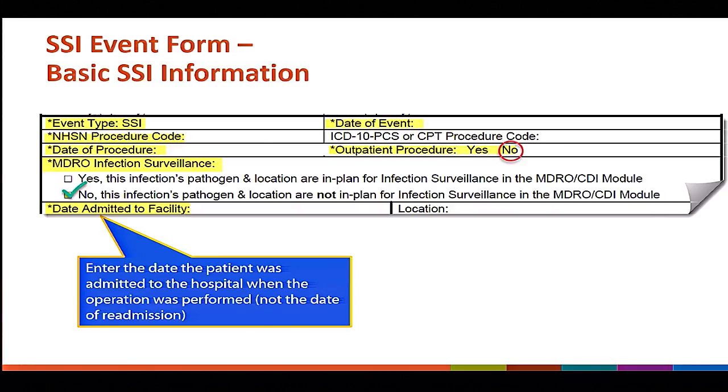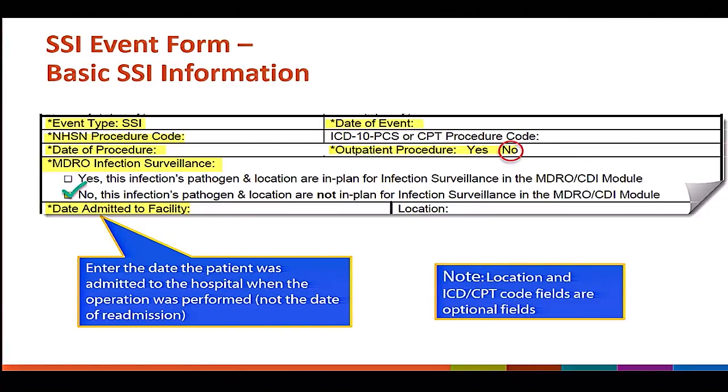And here you can see the date admitted to the facility. I wanted to highlight it, because sometimes we get questions asking, what date is that? What date does that pertain to? A readmission, or the actual index operative procedure admission? The date admitted to the facility is the date the patient was admitted to the hospital when the operation was performed, not the date of readmission, for example.